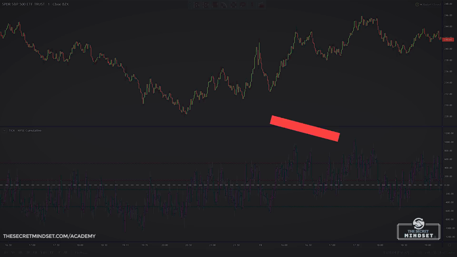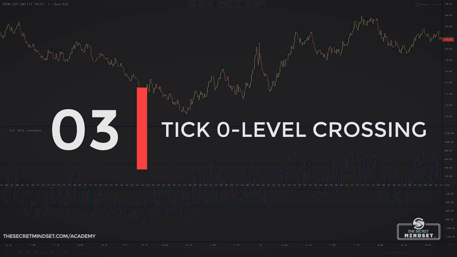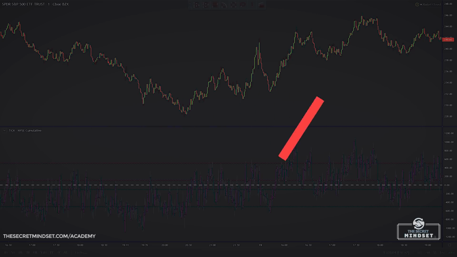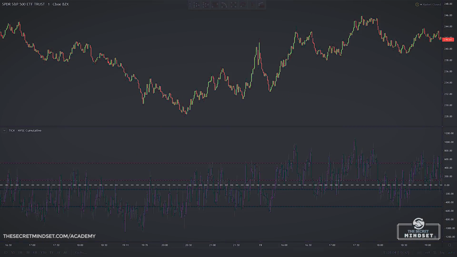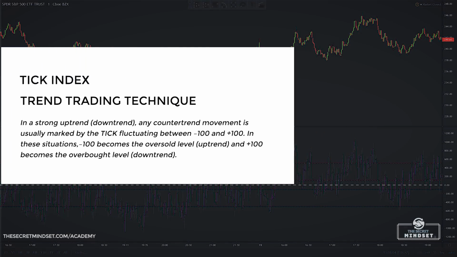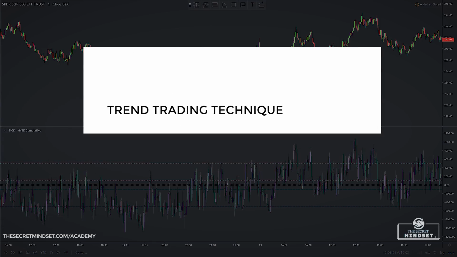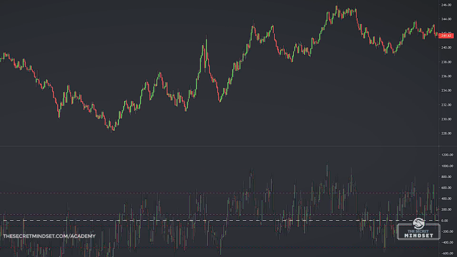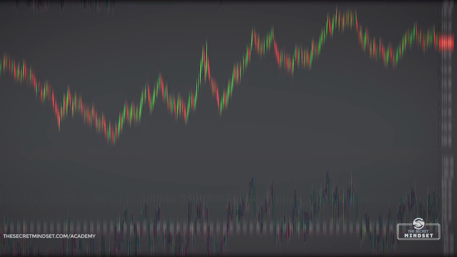The third strategy involves a zero-line crossing of the tick index. In addition to its usefulness in trading ranges, the tick can also set up trades in trending markets. In a strong uptrend, any counter-trend movement is usually marked by the tick moving between minus 100 and plus 100. In these situations, minus 100 becomes the oversold level. More often than not, the tick tests the zero line. These tests offer opportunities to enter in the direction of the prevailing trend.